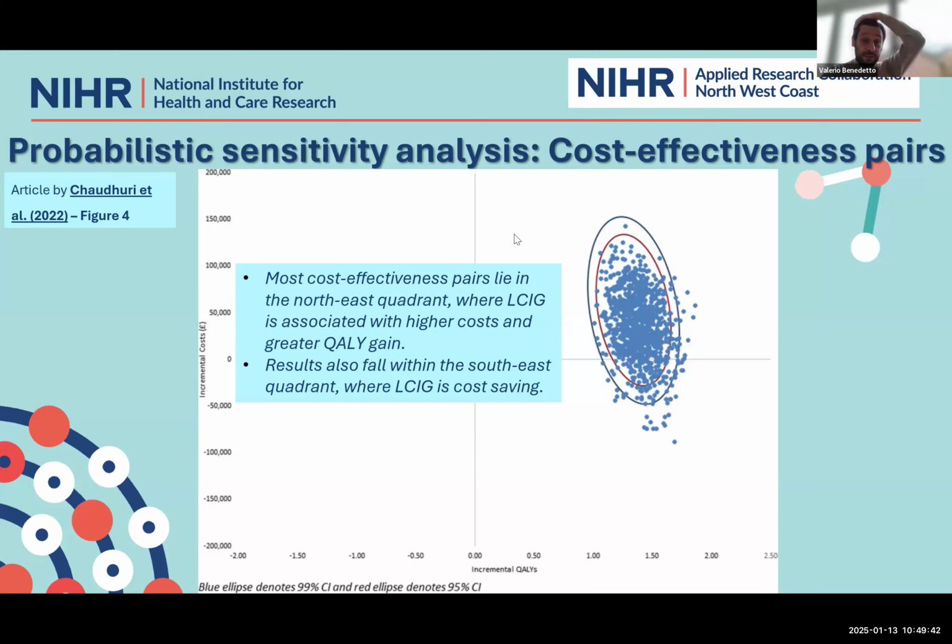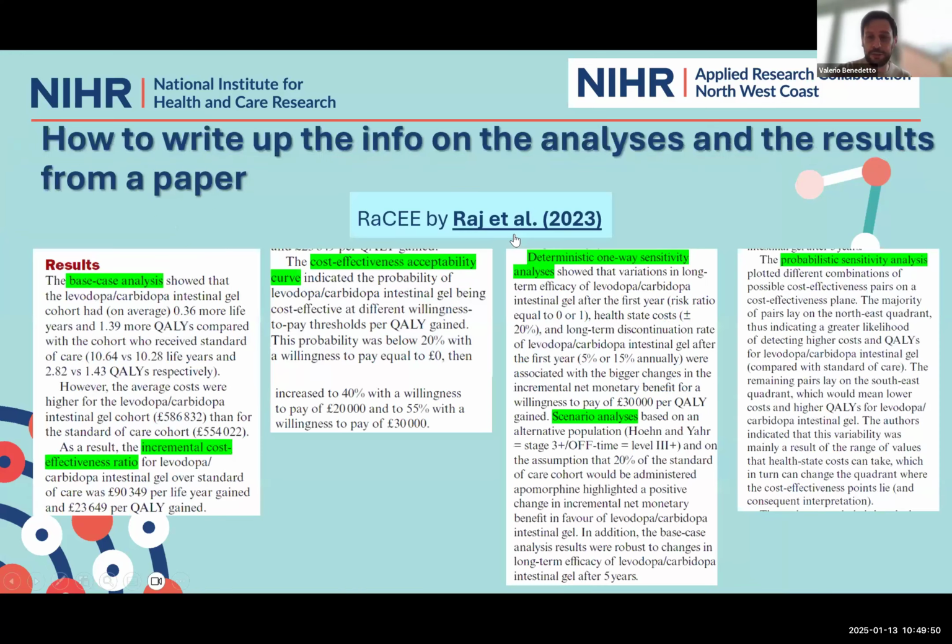So this is just to show you how we wrote up the information, the analysis and the results from that article on advanced Parkinson's disease. I'm not going to read it all. I'm just going to show you that we try to divide our summary into different paragraphs: one for the base case analysis, another talking about the incremental cost effectiveness ratio, and then the cost effectiveness acceptability curve. We also focus on the deterministic one-way sensitivity analysis, scenario analysis, and probabilistic sensitivity analysis. You can have a look at that in your own time. But the writing up is really a task for the team leads, so you will have the opportunity to review how the team leads summarized the information, analysis and results after the end of the course.